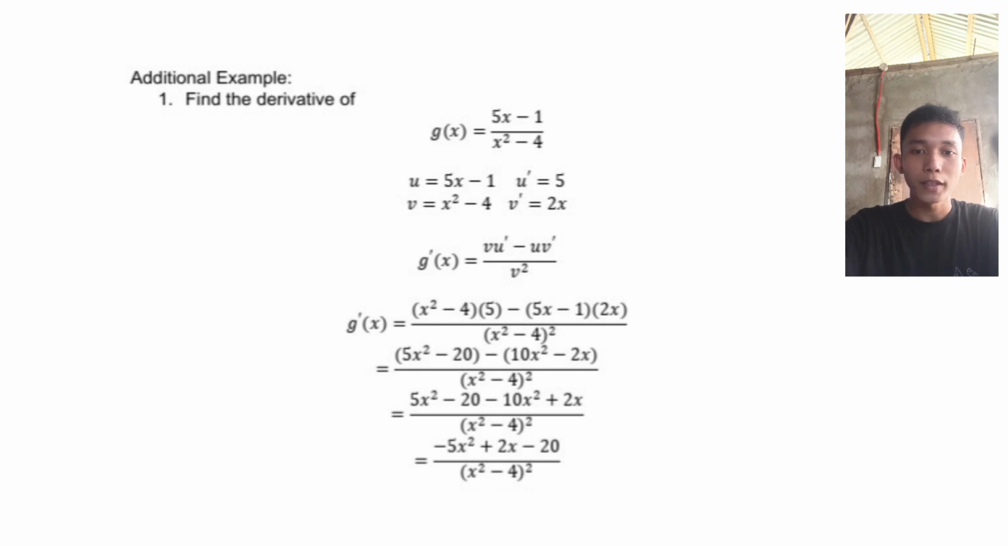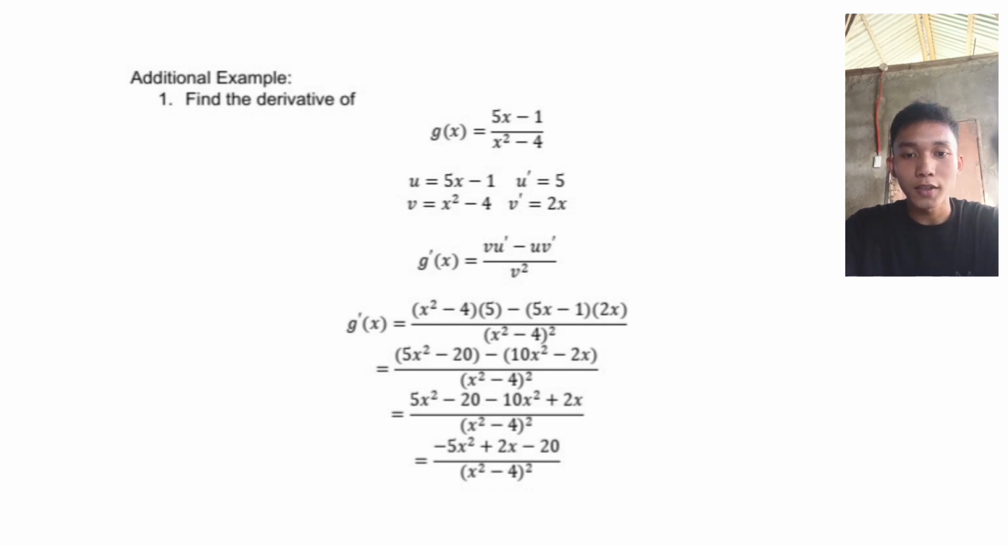Number 1, find the derivative of g of x is equal to 5x minus 1 over x squared minus 4. So we have u is equal to 5x minus 1 and v is equal to x squared minus 4. Then we need to get the derivative of u and the derivative of v. So the derivative of u is equal to 5 and the derivative of v is equal to 2x.